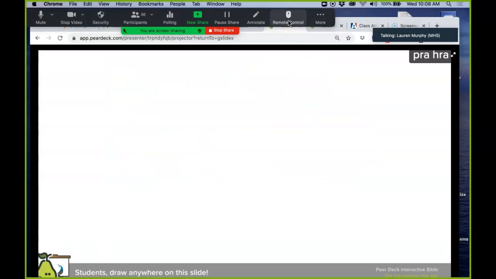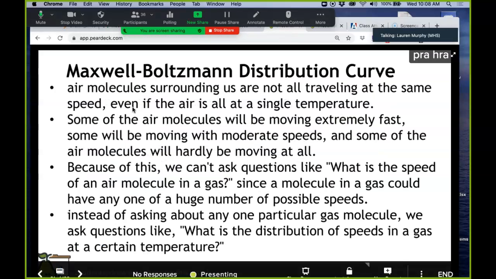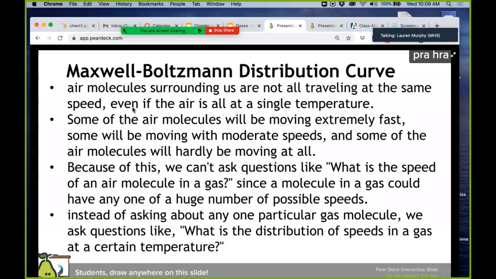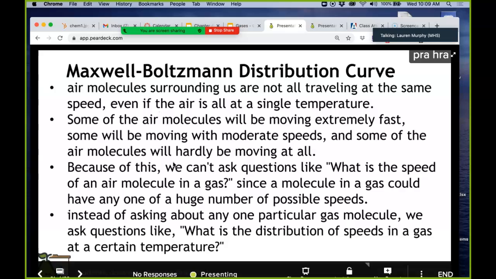Okay. So this concept, I'm not going to read the slide to you. You guys can read this on your own. I'm going to talk more about the slides. But the concept is that even though gases like in your room right now are all at the same temperature, they're technically not all moving at the same exact speed. Some of them are moving a little slow. Some of them are moving really fast. But on average, they're moving around the same speed. So we generally talk about this as a distribution or on average, okay?